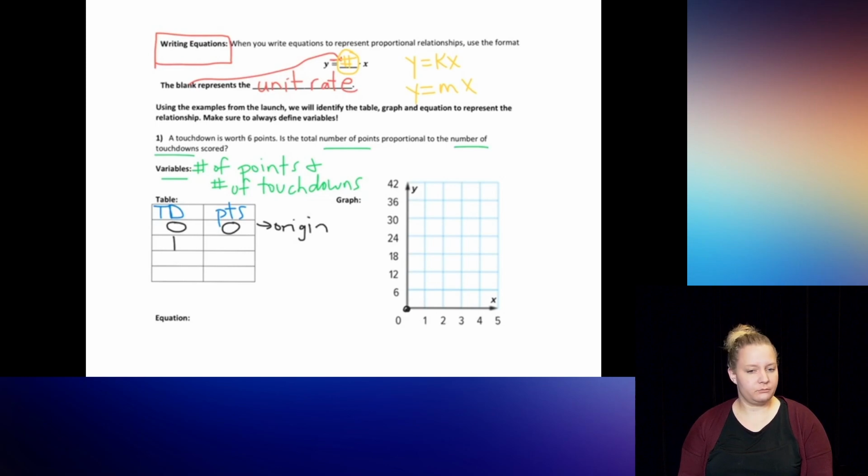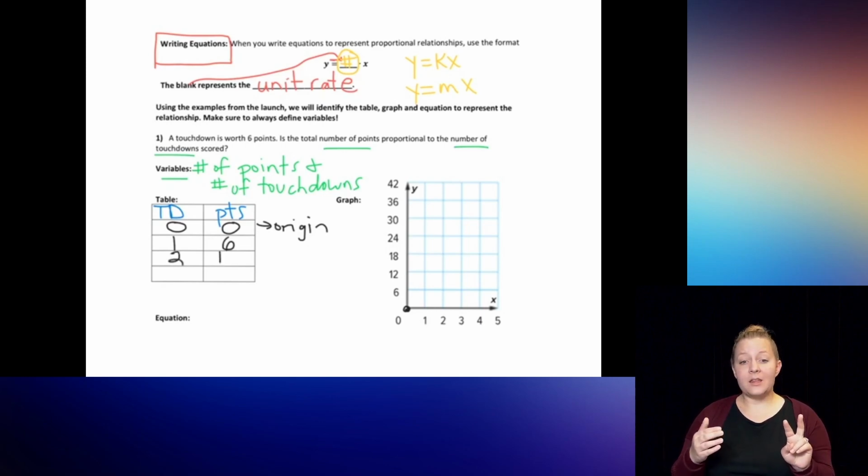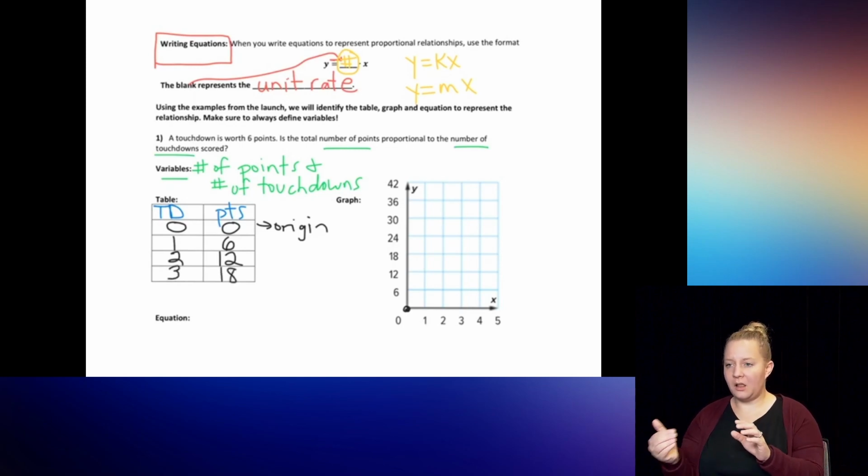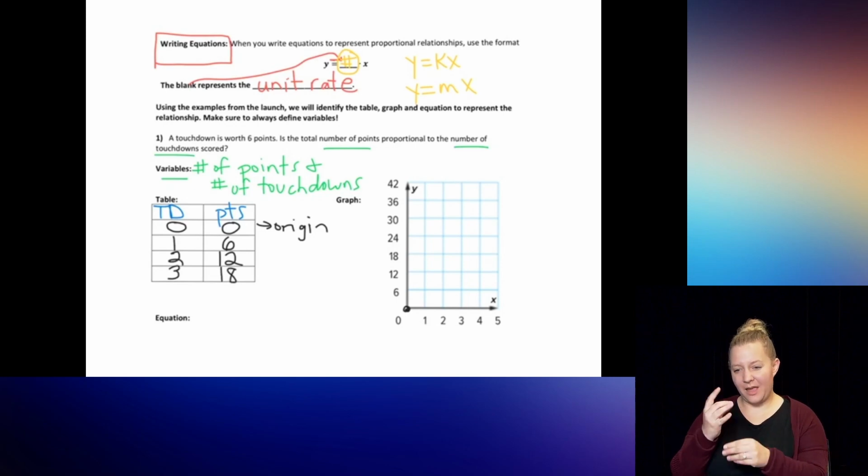What about if I score 1 touchdown? Well, it tells me that every touchdown is 6 points, so I'm just going to put 6 right there. If I score 2 touchdowns, that means I scored 6, and then again I scored 6, so that is 12 points so far. Now this is not incorporating any extra points, anything like that. This is just how many points have you earned from touchdowns. And then after 3 touchdowns, you've earned 6 points, and 6 points again, and 6 points again, so you have earned 18 points.